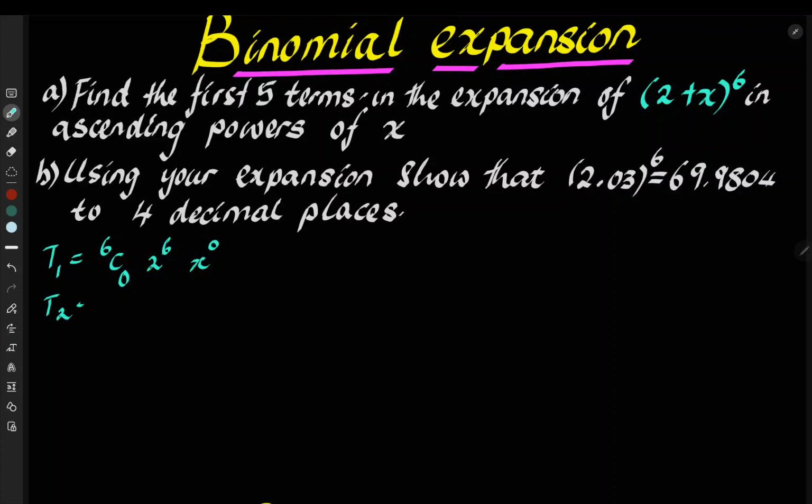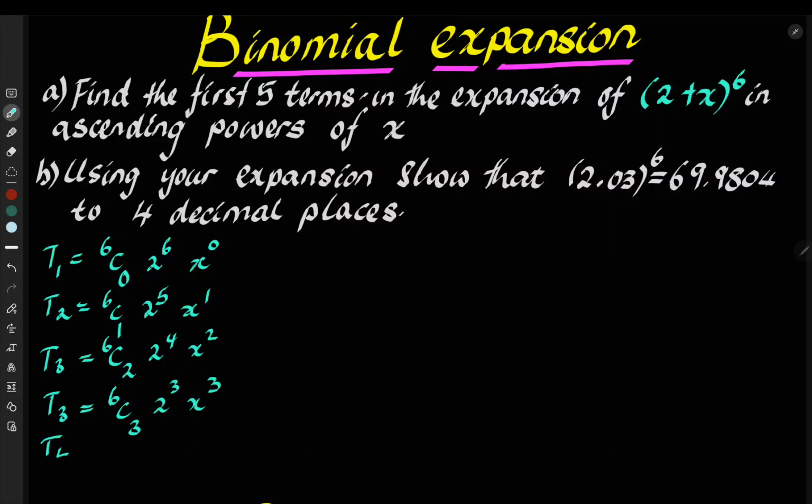Then term number 2 will be equal to 6 choose 1, then 2 to the power 5, then x to the power of 1. And term number 3 will be equal to 6 choose 2, then 2 to the power 4, then x to the power of 2. Then the next term will be 6 choose 3, then 2 to the power of 3, then x to the power of 3. Then the next term will be 6 choose 4, then 2 to the power of 2, then x to the power of 4.